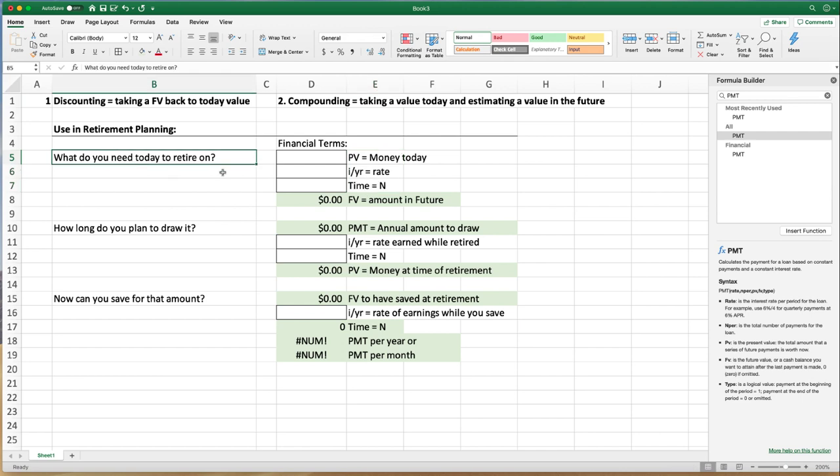All right, let's look at our first question. What do you need today to retire on? That may be a silly question because you're thinking, I'm not ready to retire today. I'm quite a bit older than you, so I'm closer to this, but you are further away, so you're actually lucky. How much money you need to retire on today is a question we can all answer.